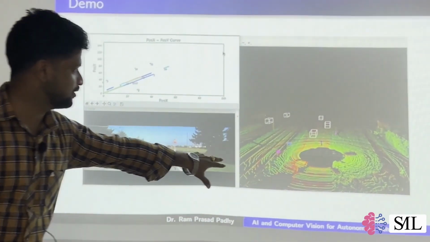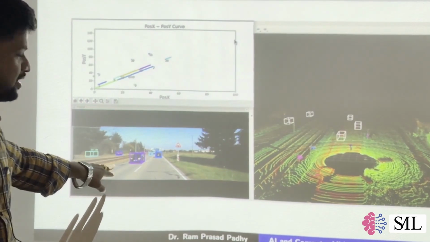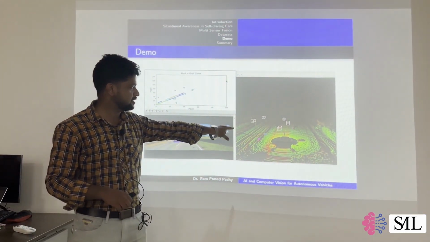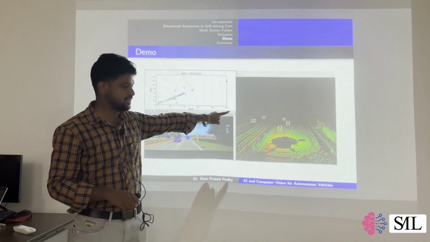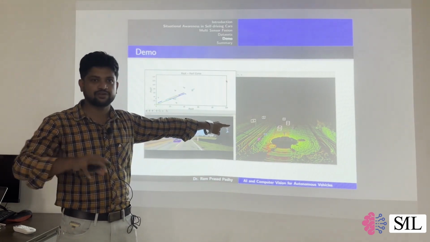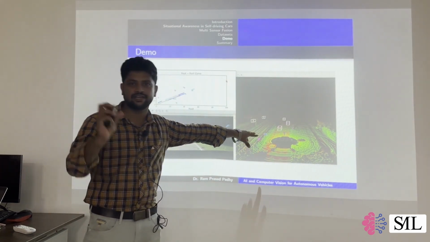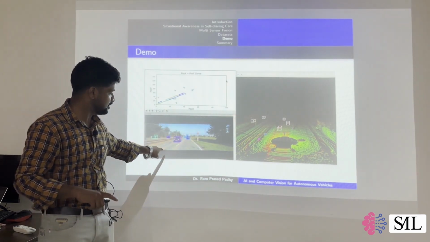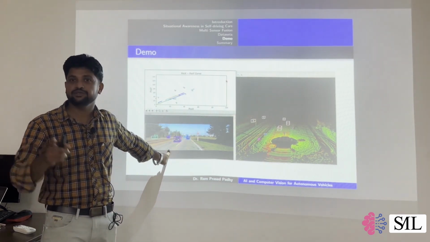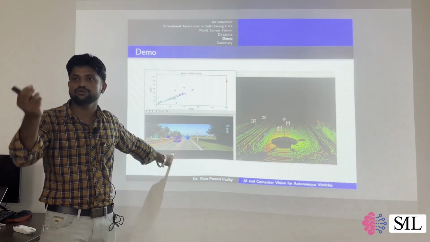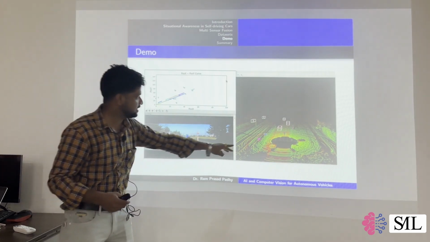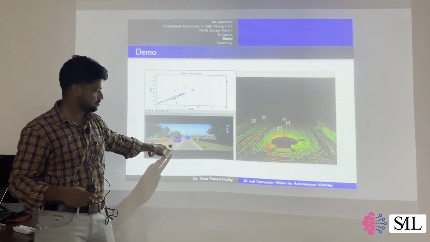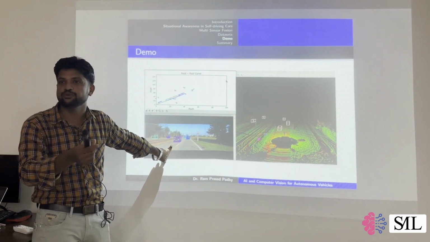So LiDAR data we are receiving through the ROS, camera data we are receiving through the ROS. So what I did, using the LiDAR data, 3D object detection was done using one algorithm that we had developed. Again, those box arrays are created and passed. Then we didn't do any 2D object detection, but using the external calibration, as I told, the transformation can be done. Using this external calibration, these 3D bounding boxes are converted to their corresponding 2D.